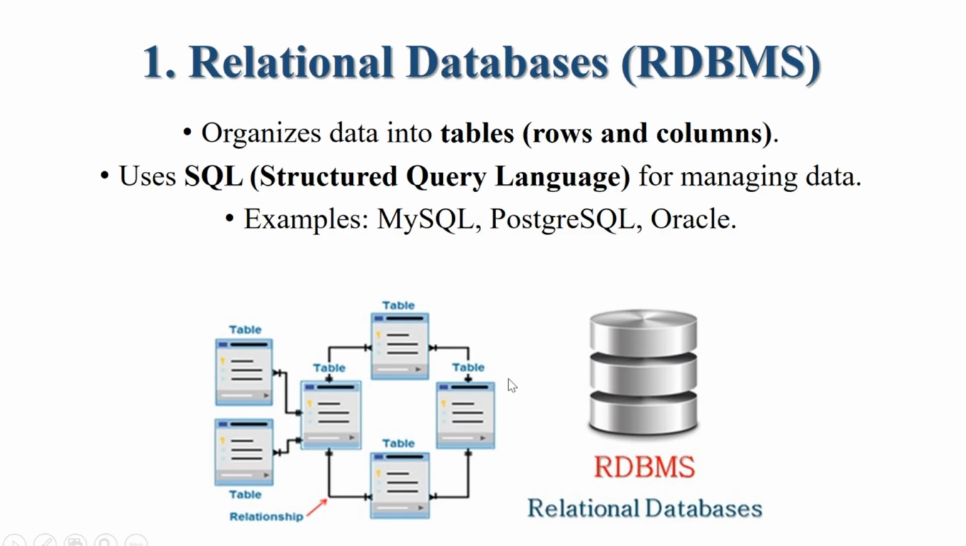Here I have shown in the image how it looks. These tables and the relationships between those tables are shown by these lines, showing that these tables are actually connected and related to each other. And this is what a relational database looks like.